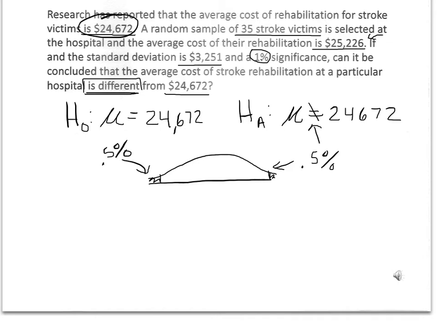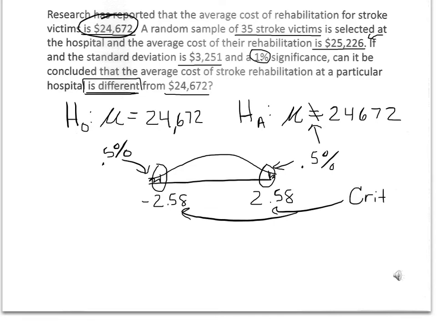Now, just like we've done before with confidence intervals, I'm going to use my inverse norm to come up with these two numbers, negative 2.58 and positive 2.58. And these numbers here are what we referred to earlier as our critical values. So now we're going to use the information that we have and come up with our test statistic. And in this case, that is our z-value.